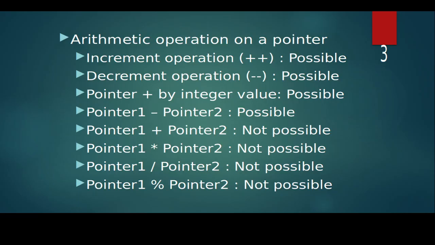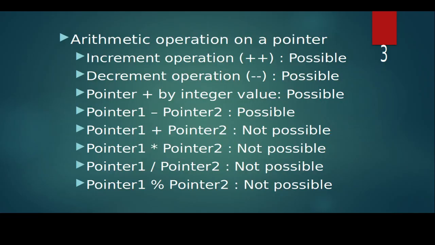As represented in the slide, the increment operation on a pointer is possible. The decrement operation is also possible. Third, adding an integer value to a pointer is also possible. Fourth, the difference between pointers, that means pointer 1 minus pointer 2, subtracting one pointer from another pointer, is also possible.